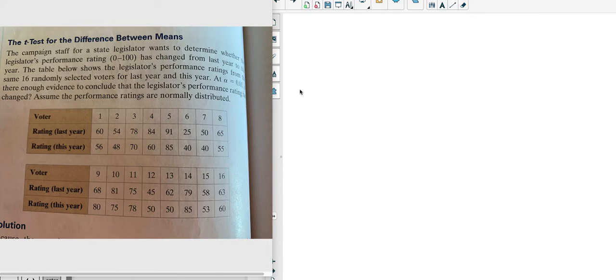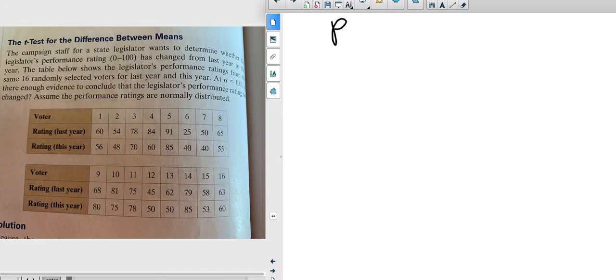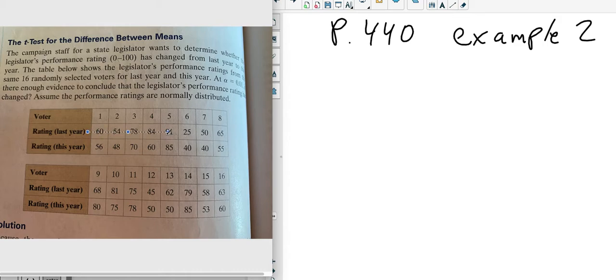All right, class, this is example 2 on page 440. So you can read through the problem. What they want to find this time is if there's a difference between the two. Is there a difference between what we did last year and what we did this year? So we're just trying to determine if there's a difference in the mean.